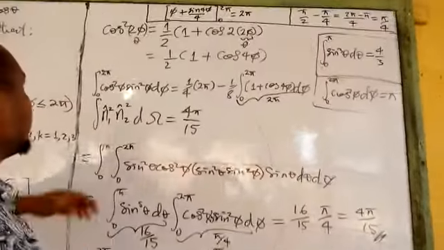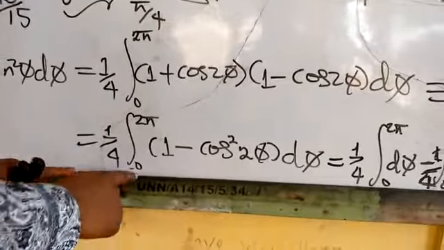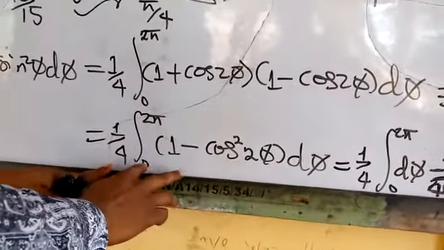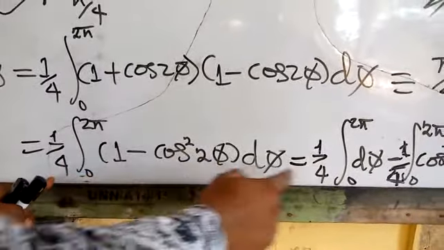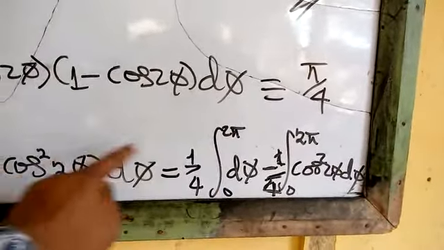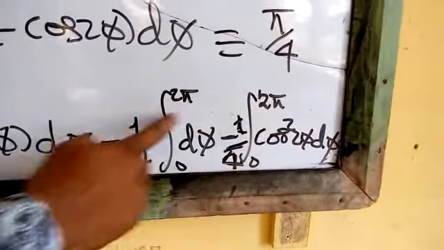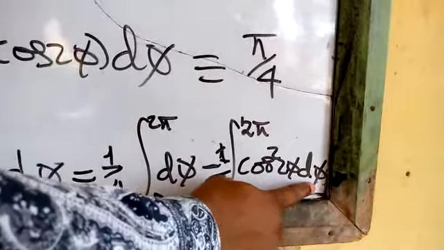So, as we're saying, if you look at this integral here, what we can do to make things easier was to open up this bracket. We are going to have 1 over 4 of the integral of dφ from 0 to 2π, then minus another 1 over 4, 0 to 2π of cos squared 2φ dφ.